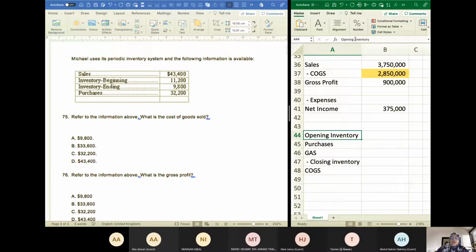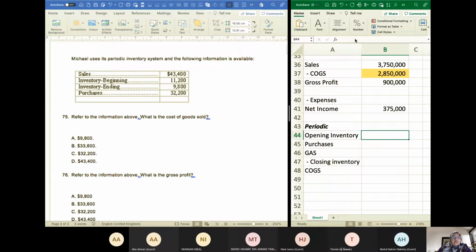All right. So for periodic, you have to use this formula in order to compute COGS: the opening inventory plus your purchases, then you get your goods available for sale, or what I call GAS. And then minus your closing inventory, then you will compute your COGS.